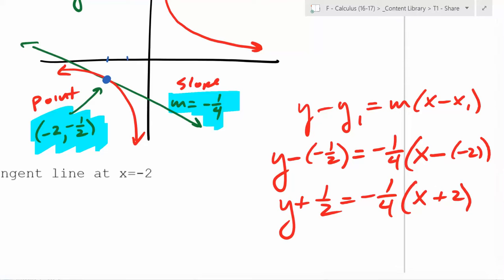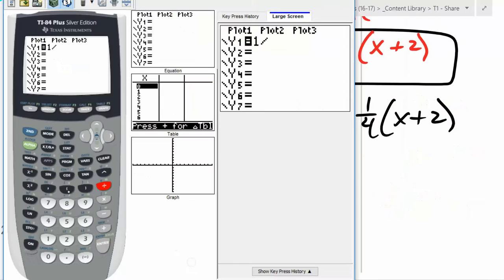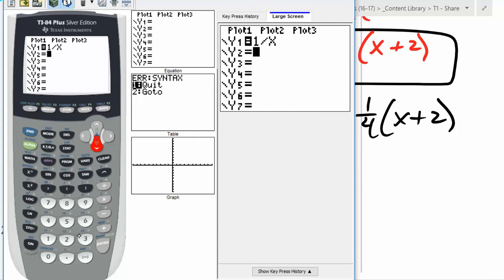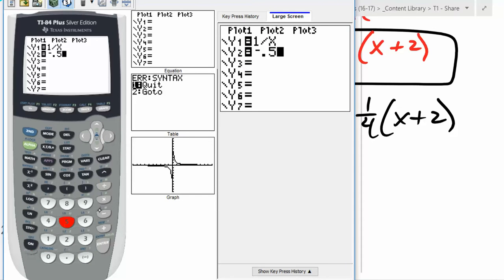So if we were to graph both of these things, do that on your calculator right now. Graph 1 over x and also graph that on your calculator as well. And see, right? Yeah. What was that second one? It looks like it's going to be -0.5. Is it plus a quarter? No, it's minus 0.25 times x plus 2? You got to graph them, everybody.